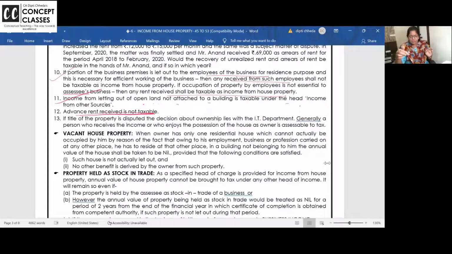2 minutes, read points 11-12 again, and if you have any doubt you can ask me. I hope my speed is fine. This is a gist revision. Already we have done all this in detail. Advance rent received is not taxable only. 13th point is still beautiful.